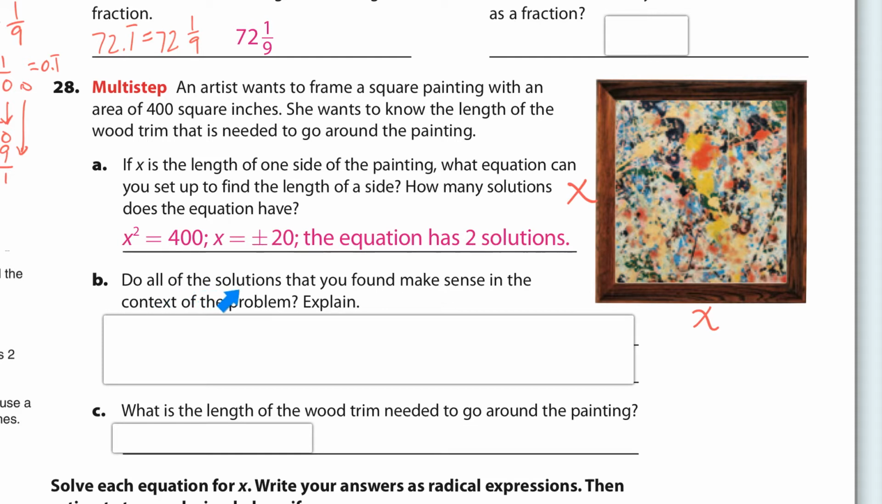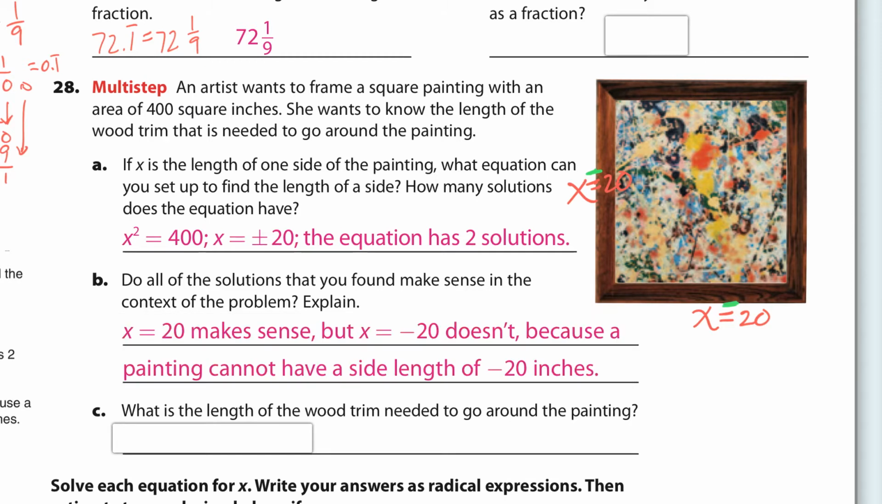And here they ask, do all the solutions that you found make sense in the context of the problem? Well, no. This side could be 20, and this one could also be 20. But how could you have a negative 20 inches? So no, it doesn't make sense to have a negative 20 for an answer, just a positive 20 in the context of this problem. So x equals 20 makes sense, but negative 20 doesn't because a painting cannot have a length of negative 20 inches.